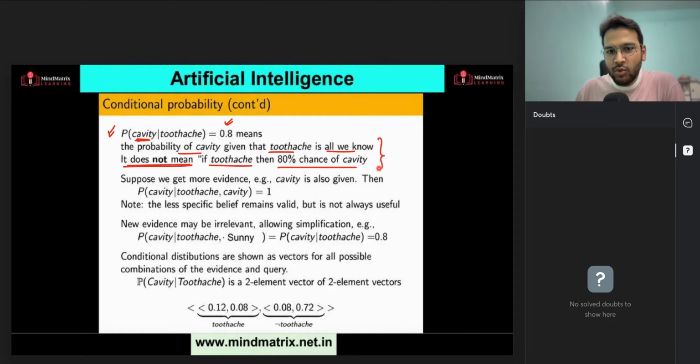Are you able to understand these two statements? They look similar, but they are different. Carefully read it again. What is given to us? Probability of cavity given that toothache is all we know. So we know that toothache is there. That's all we know. Other things we don't know about it, right? But it does not mean that if toothache is there, then 80% chance of cavity. So that is not the meaning of the statement. Are you able to differentiate between these two statements or not? Carefully read it. I'm giving you a few seconds. If anyone is having doubt in this, please ask.